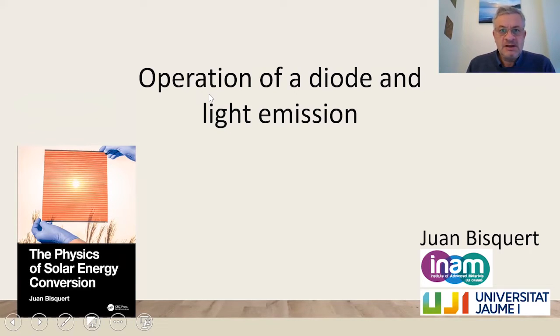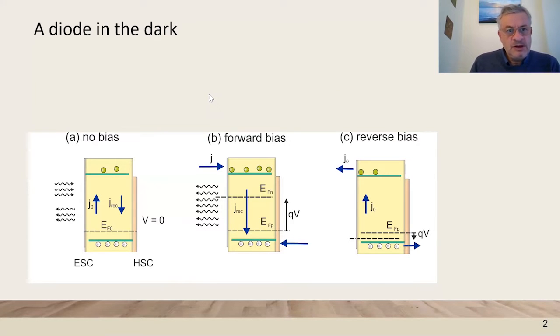Operation of a diode and light emission. For a diode, we consider a semiconductor with selective contacts so that we can modify the initial position of the Fermi levels by applying a voltage.